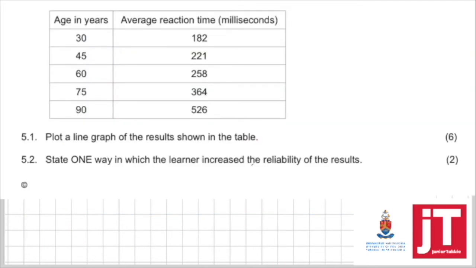Right. Let's get down to question 5.2. State one way in which the learner increased the reliability of the results. Now, reliability, if you know, is a question that is coming out a lot. One way in which the learner increased the reliability, meaning it is already done in the experiment.